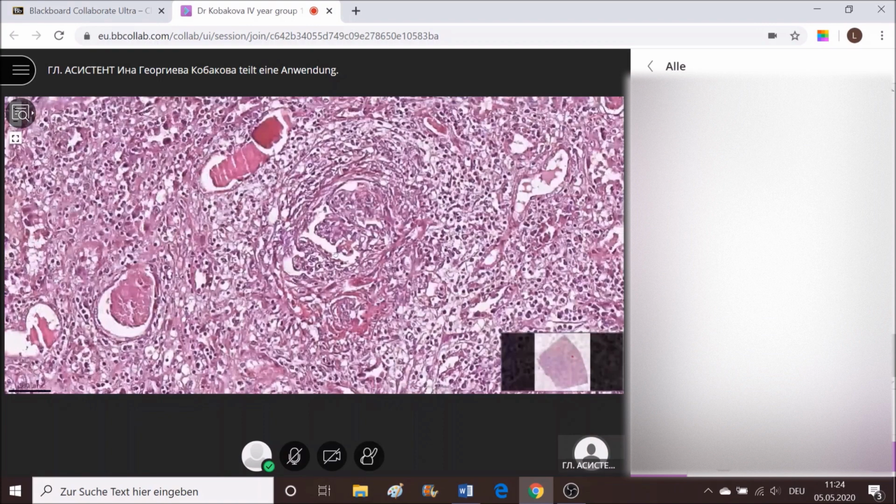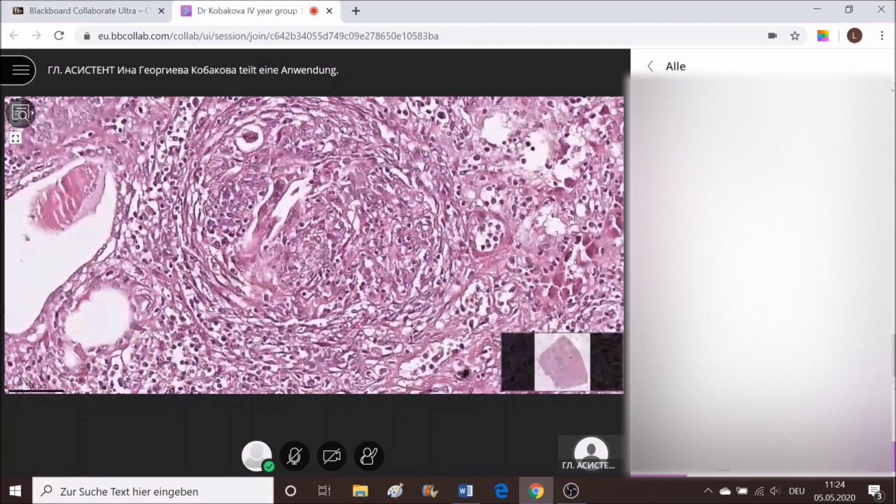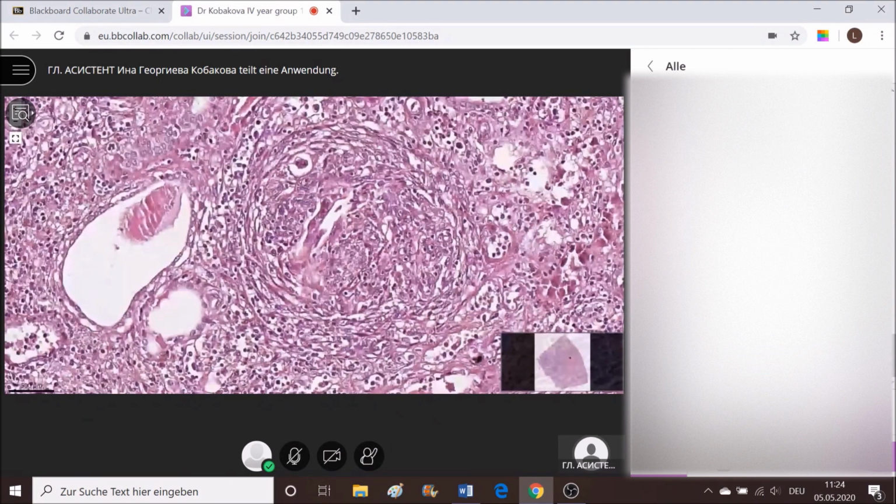What happened to the glomerulus here? Do you see normal capillary loops, Bowman space, Bowman capsule? What do you observe here? Come on, guys. Final try for today. Who can describe this one?